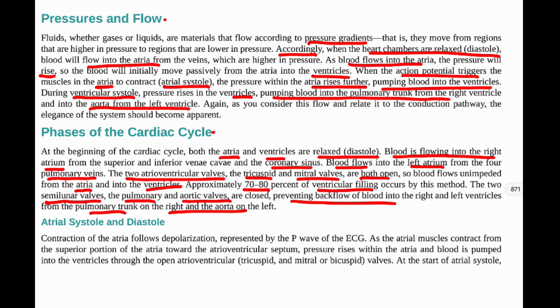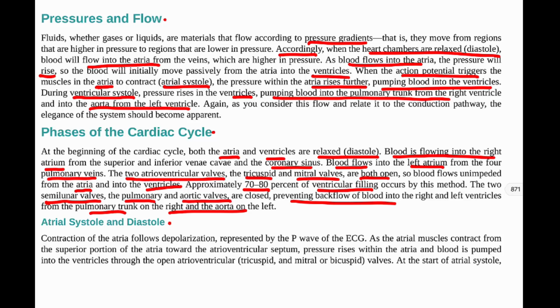Okay, so we have our tricuspid and bicuspid valves that are open. Blood is pouring into the atria and then also the ventricles. The ventricles are getting about 70 to 80% of the blood that they will get. And at this time, the pulmonary and aortic semilunar valves are closed.